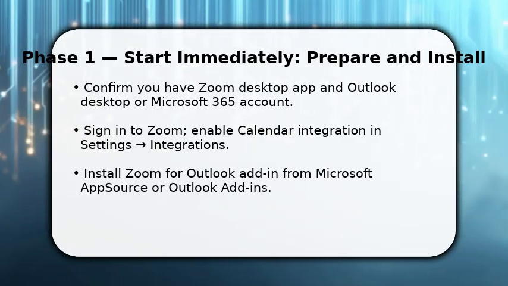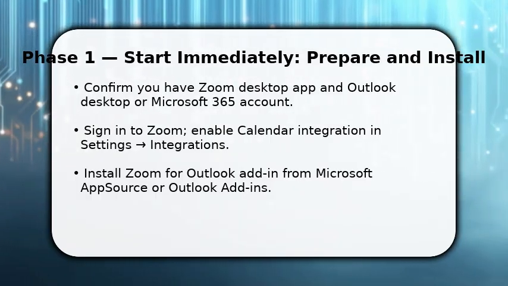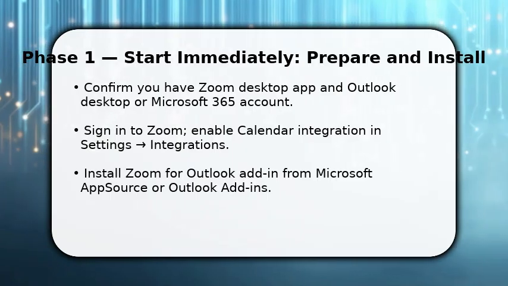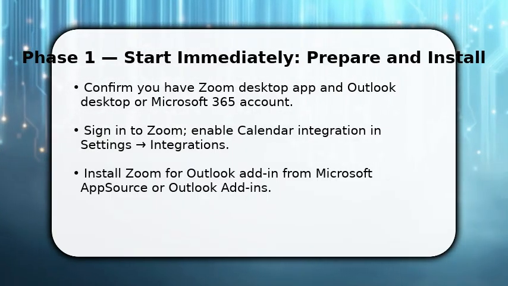You start by confirming accounts and installing what's necessary. Sign into the Zoom desktop app, then open Zoom settings and enable Calendar or Outlook integration. This lets Zoom talk to Outlook.